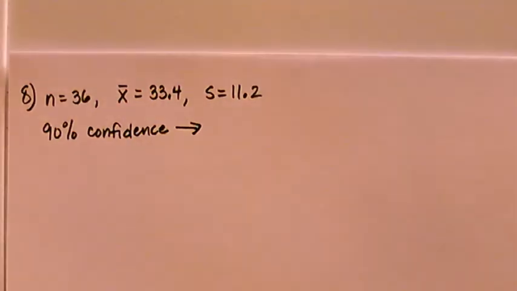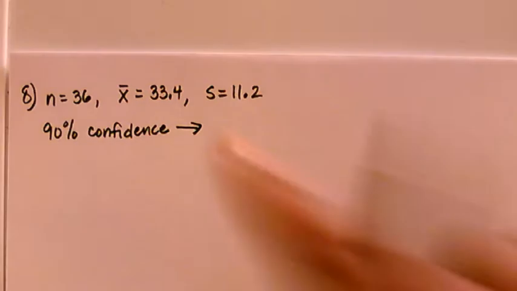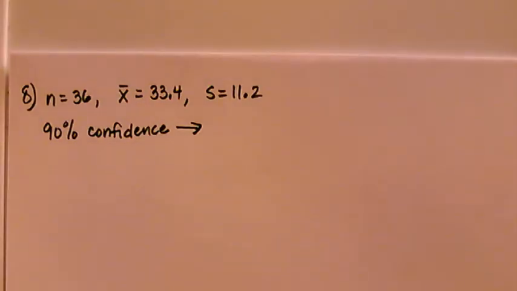Now, in this case here, we're going to be using table A-3, which is the critical t values, because we're dealing with a population mean where the population standard deviation is not known. Okay, that's very important here. We're dealing with an estimate of a population mean where the population standard deviation is unknown.